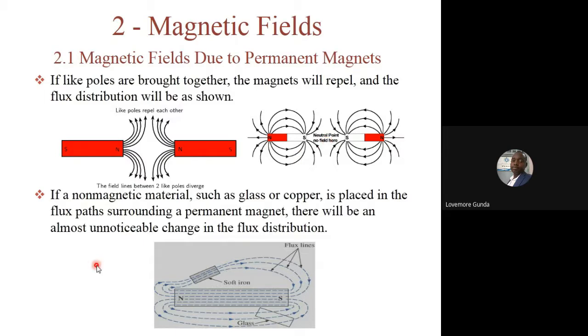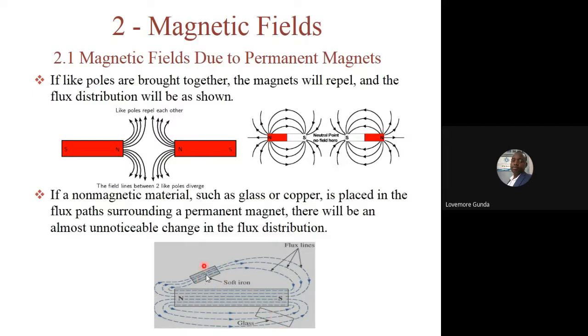where we're saying there is no net magnetism, right? Then if you place a non-magnetic material in the path of the flux lines, they are not affected. So this is what happens. They just pass through as if they are passing through a non-magnetic material.